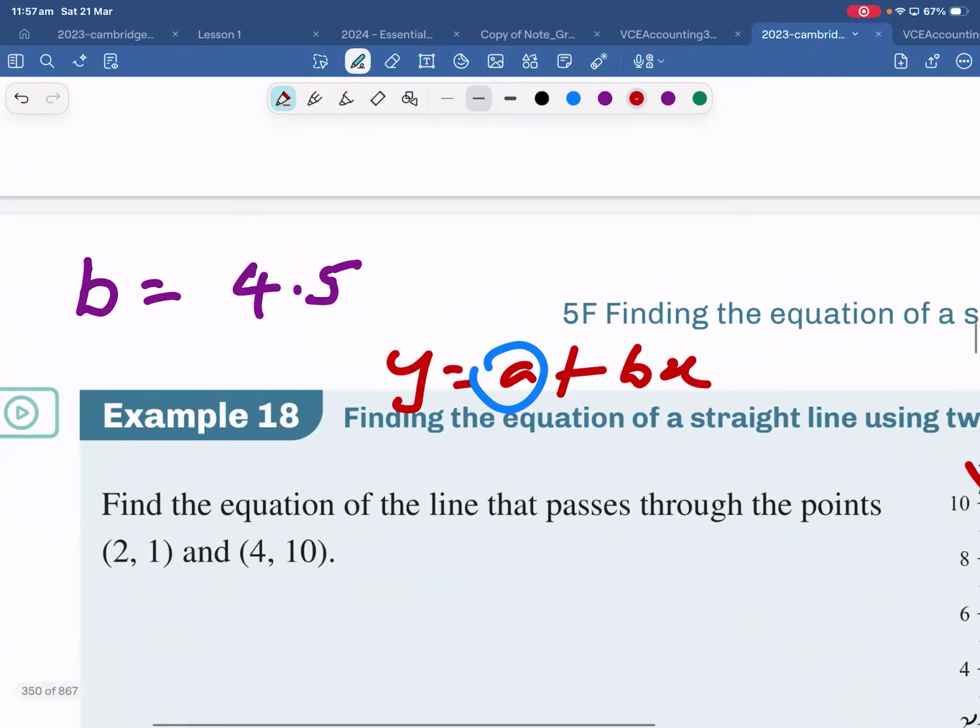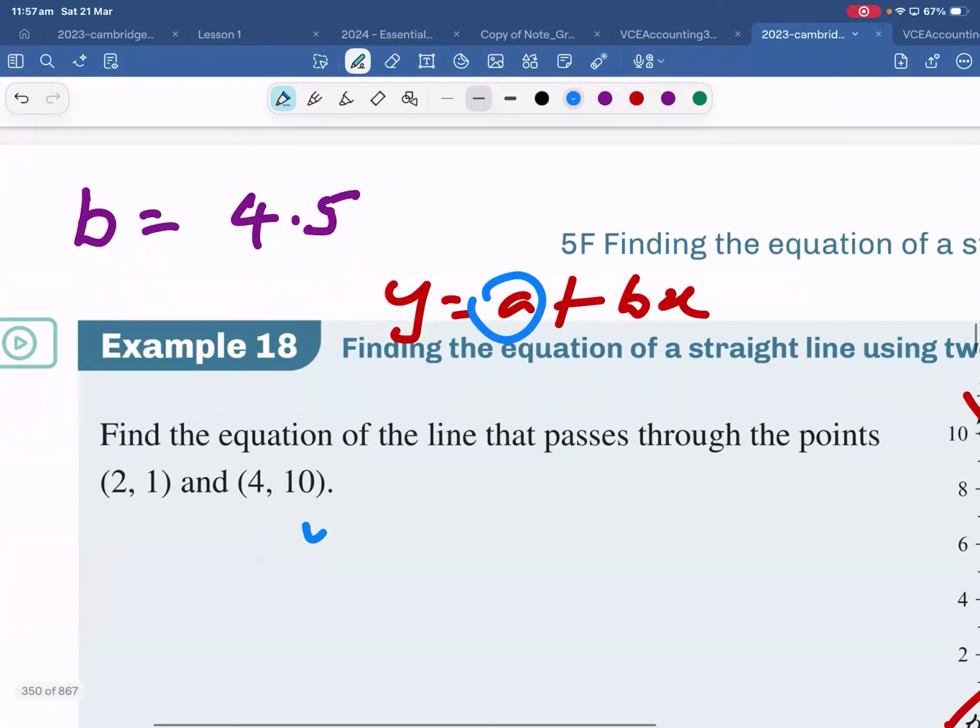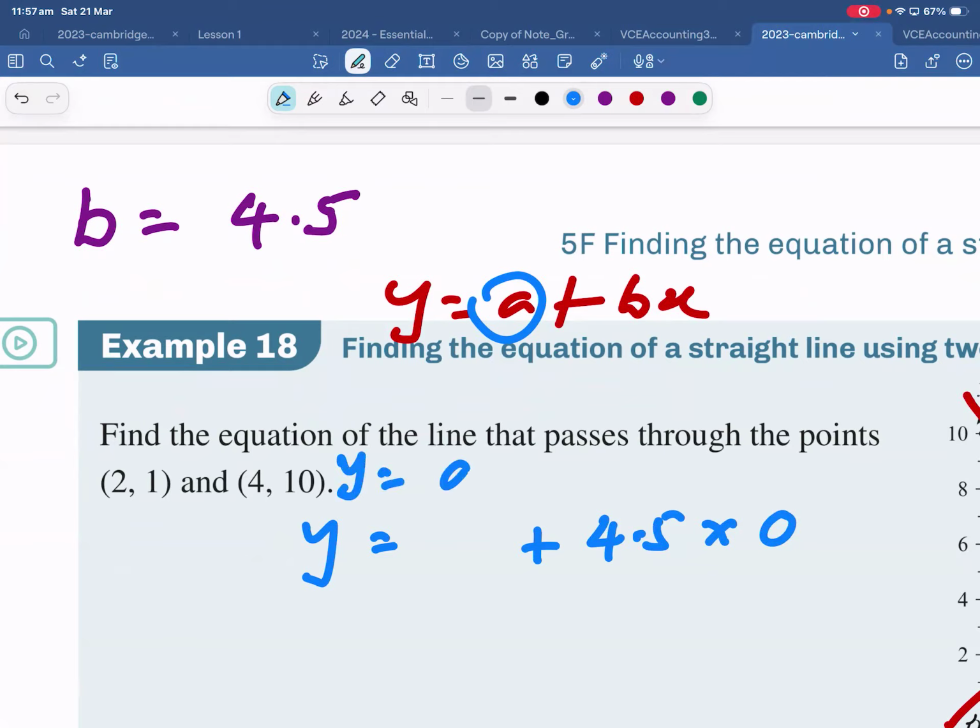So then we know that at a, x is 0, but we know b is 4.5 times 0. Okay, so I'm substituting the values for y equals a plus bx. So then a is what we are going to find. We know x is 0, and then equation.